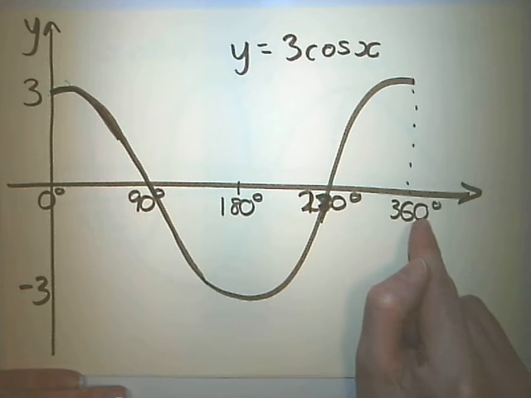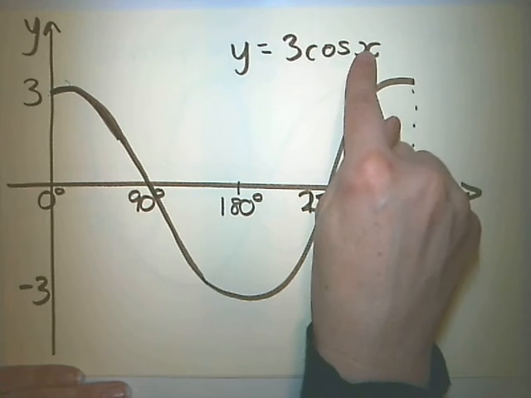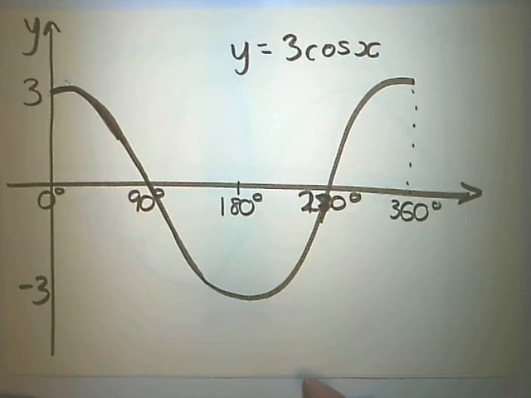That is also equivalent to your period. So your period is 360 degrees if that's where one curve finishes. So if it's cos x or sine x, the period is 360 degrees. That will change if you've got a number in front of the x value.